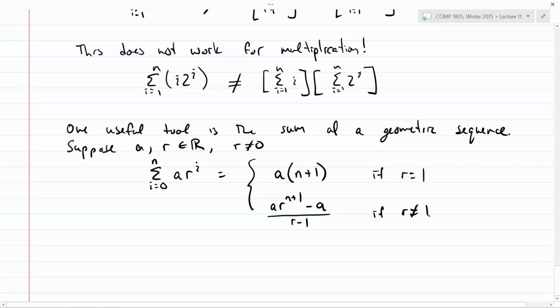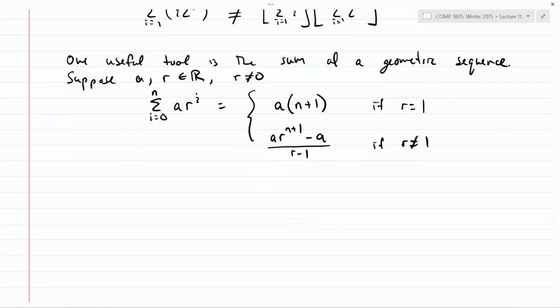One thing you might notice about this is that it's pretty important that R is not 1. Why is it important that R is not 1? Yeah, you divide by 0, right? Because if R is 1, the denominator would be 1 minus 1, which is 0. So this is the formula for the sum of a geometric sequence, and it depends on whether the common ratio is 1 or not.